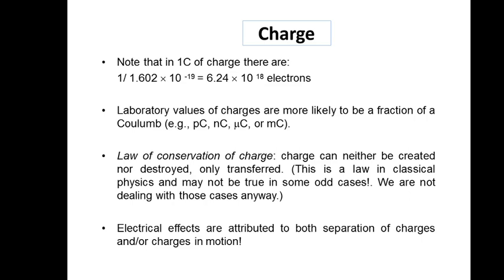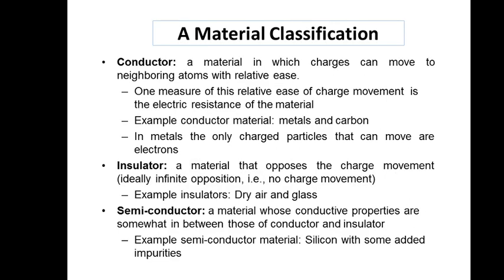Electrical effects are attributed to both the separation of charges and charges in motion. Also, we know about materials, conductors. What is a conductor? It is a material in which charges can move to neighboring atoms with relative ease. That means they can easily move from one to another, that means current is flowing in general.